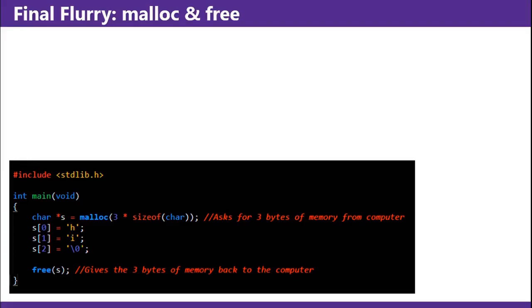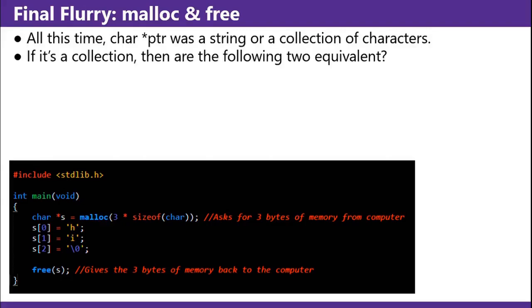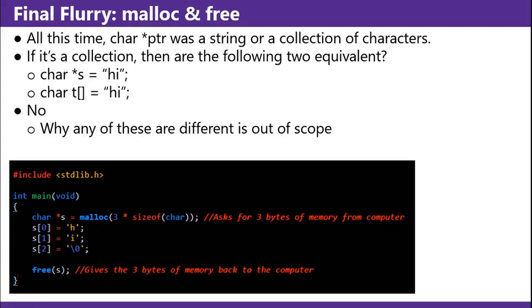Final flurry: malloc and free. All this time, char star ptr was a string or collection of characters. If it's a collection, then are the following two equivalent? Char star s equals "hi", char t array equals "hi". No. Why any of these are different is out of scope. But there is one final way.